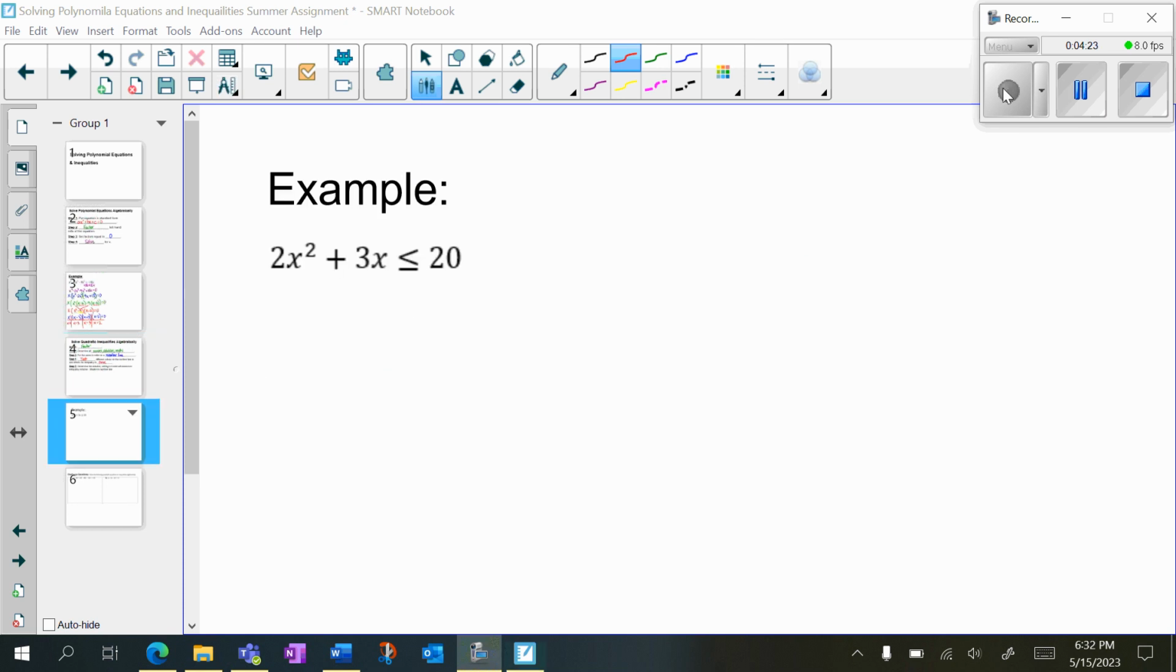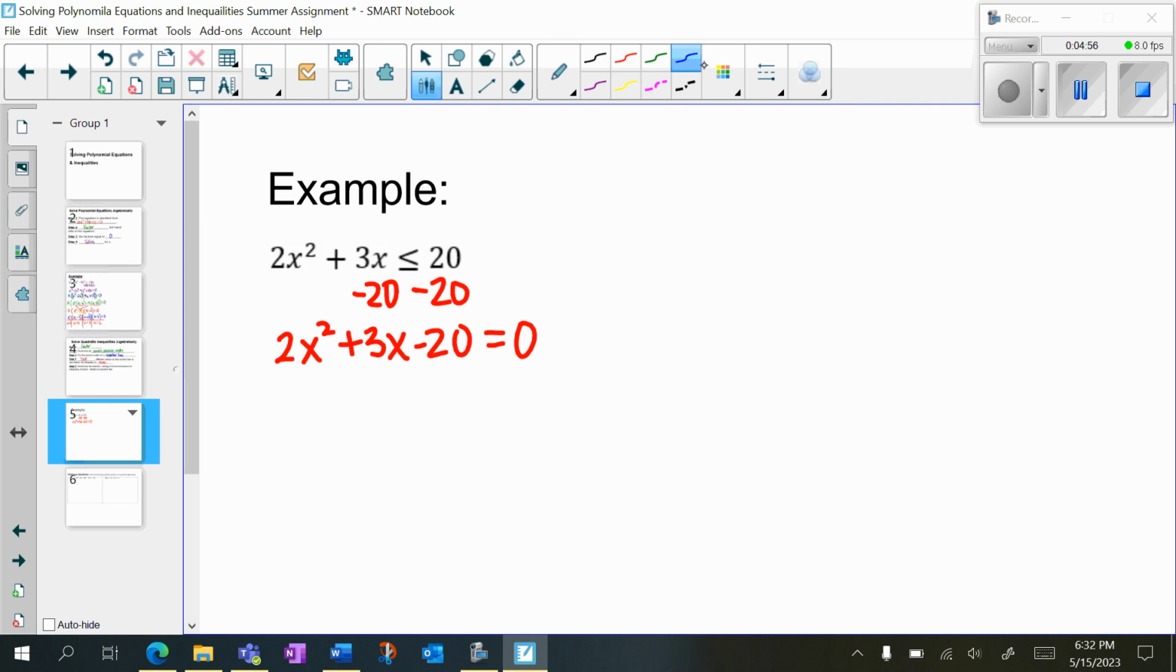Here's our example: 2x squared plus 3x is less than or equal to 20. Now, just like in the past problem, we still have to put our quadratic in standard form. So we're going to subtract the 20 over to the left-hand side. Now, I'm going to solve it like it's a regular equation, and then we'll go back and evaluate what the less than or equal to sign means in terms of the problem.